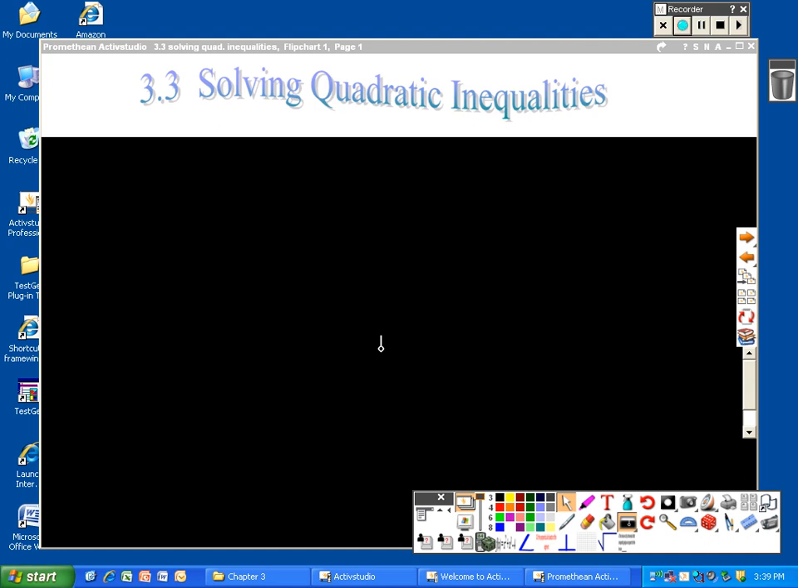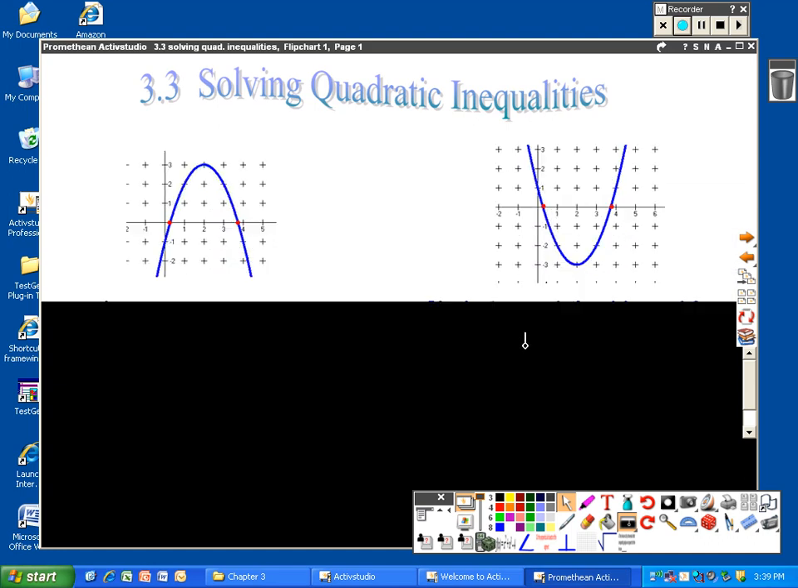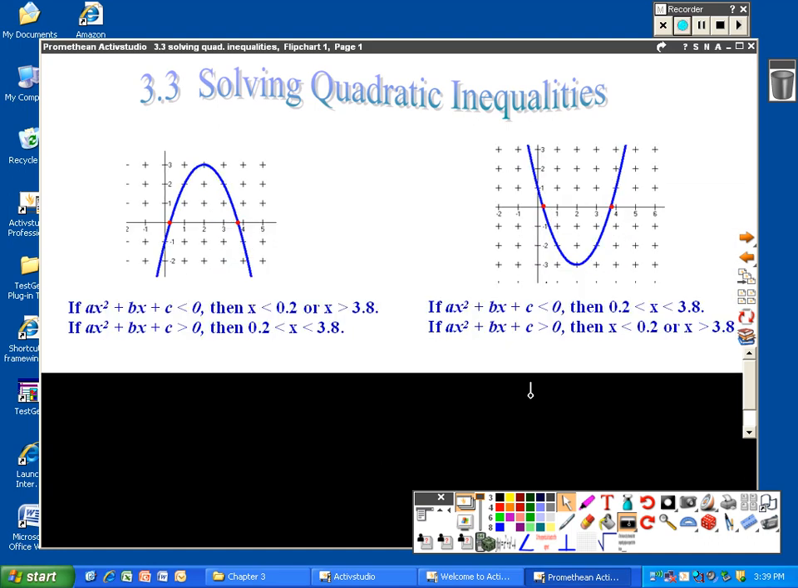Today we're going to talk about solving quadratic inequalities. So the difference between this and the equations is that it will involve greater than, less than, greater than or equal, and less than or equal symbols. So we're going to look at it graphically. And I have a couple examples here to start with.